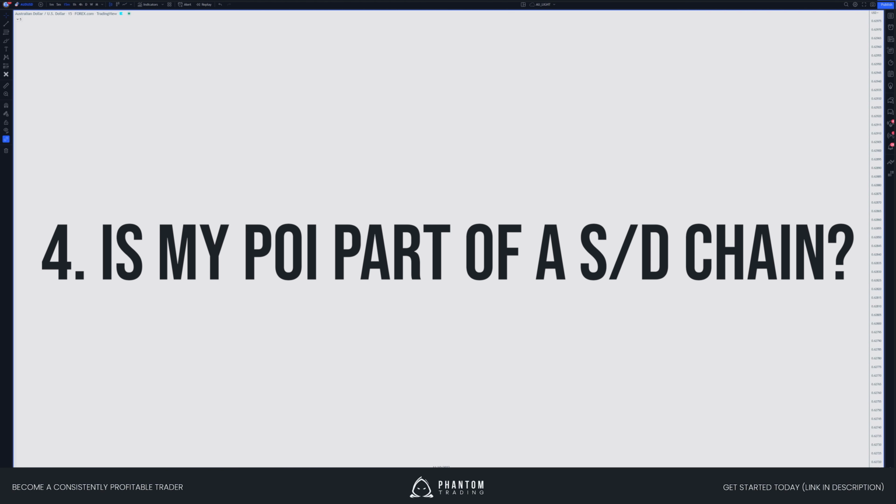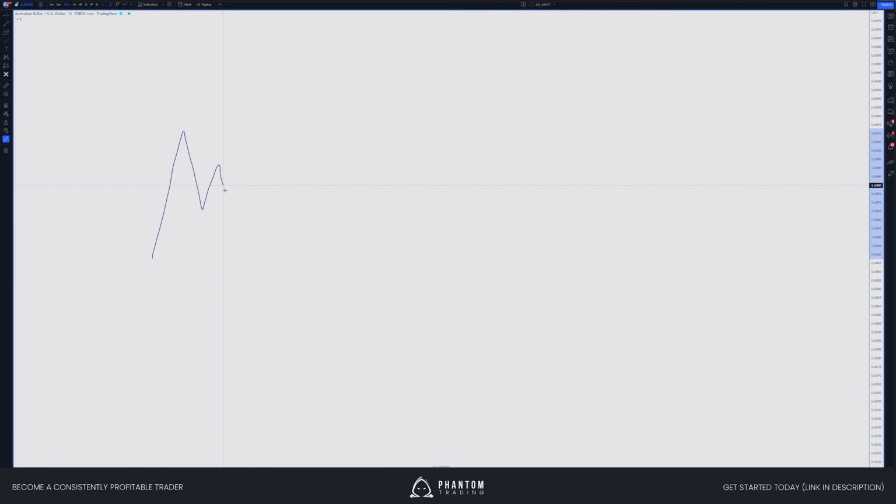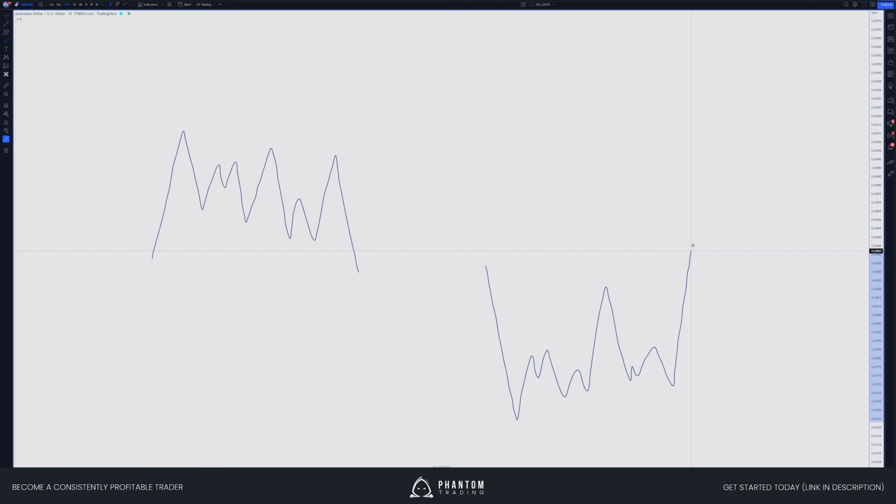Okay, so the next concept that we're going to look at here is whether or not the POI is part of a supply chain or a demand chain. So pretty simple concept. I'm just going to draw a couple examples of it here without getting too much into structure or liquidity, but essentially, we'll probably talk a little bit about liquidity because it kind of plays into the last concept that we were talking about of having liquidity in between to induce people into selling or buying. But essentially, if we're looking for a chain, all we're looking for is this, right?